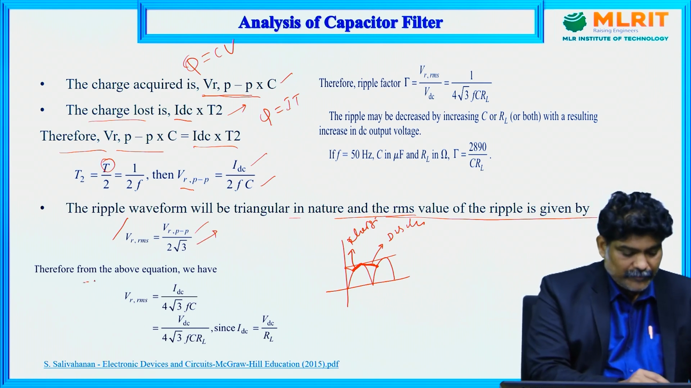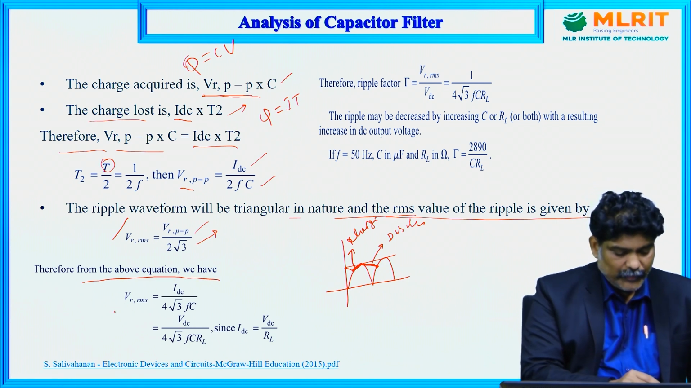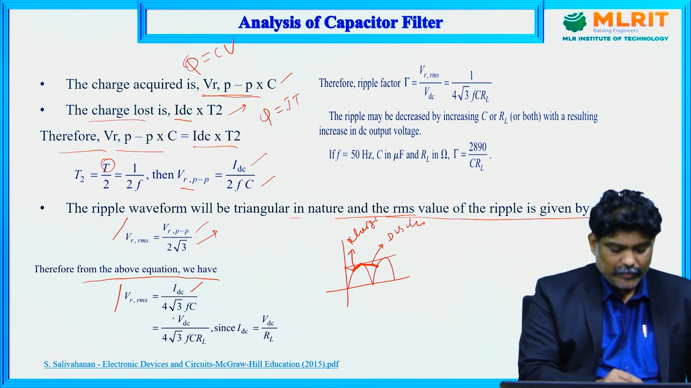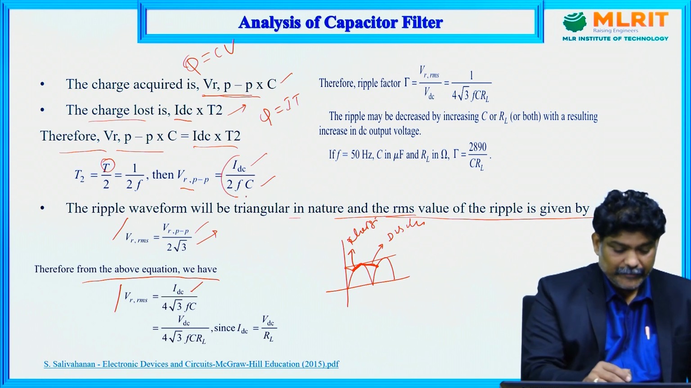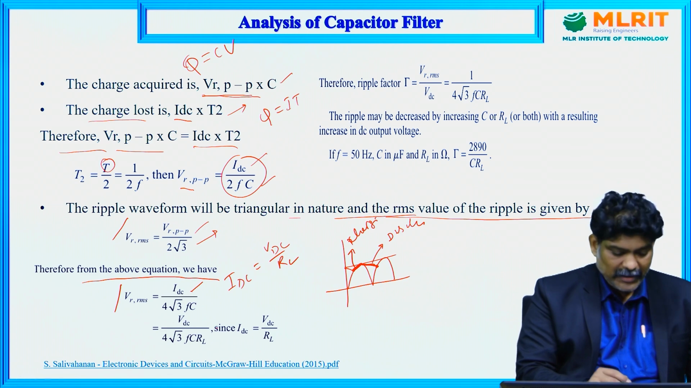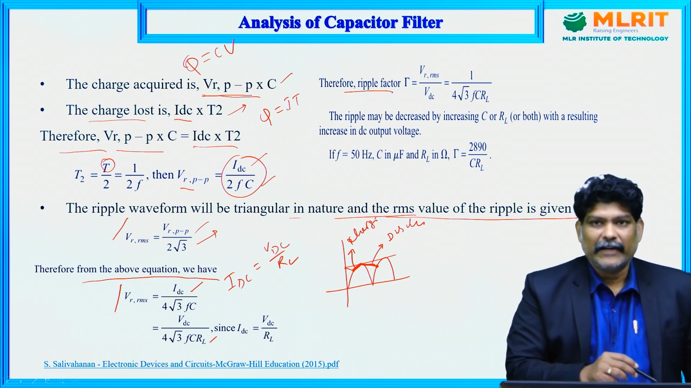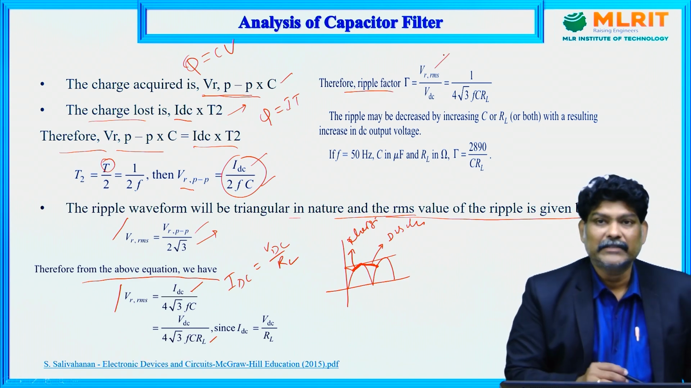Therefore, by taking the different assumptions, we can write Vrms is equal to IDC upon 4 root 3, because it is IDC by 2FC. So IDC by 4 root 3 into F into C. Because we know IDC is equal to VDC by RL, we can write Vrms is equal to VDC upon 4 root 3 F into C into RL. So therefore the ripple factor, which is Vrms upon VDC.